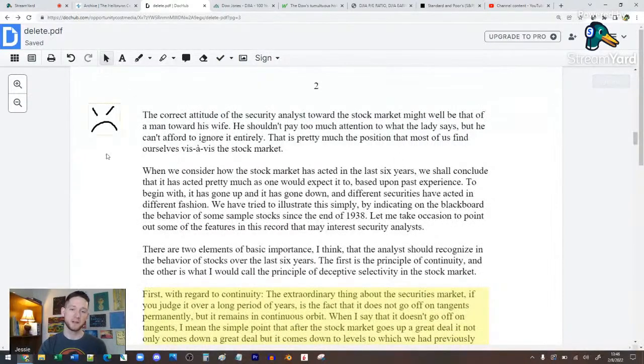This paragraph I really didn't like. And it's maybe one of the reasons why I haven't liked the Ben Franklin biography. And it could just be a sign of the times. So I feel like you can just ignore this paragraph altogether. But it says the correct attitude of the security analyst toward the stock market might well be that of a man towards his wife. He shouldn't pay too much attention to what the lady says, but he can't afford to ignore it entirely.